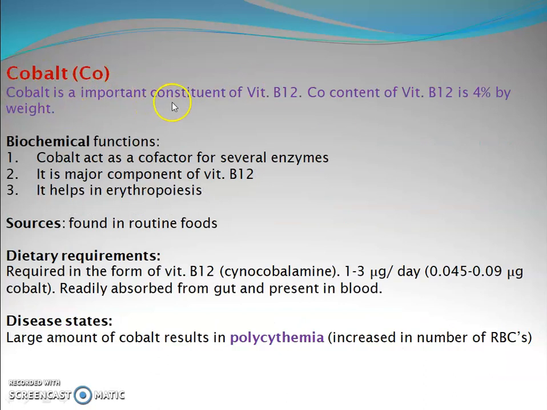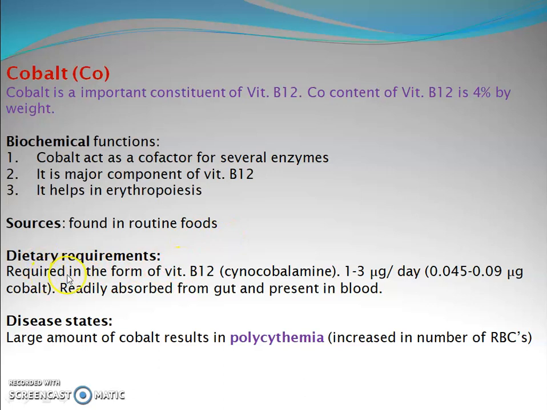Cobalt. Cobalt is an important constituent of vitamin B12. Cobalt content of vitamin B12 is 4% by weight. Biochemical functions: cobalt acts as a cofactor for several enzymes. It is a major component of vitamin B12. It helps in erythropoiesis. Sources are found in routine foods.